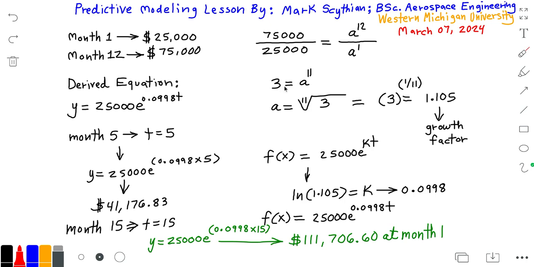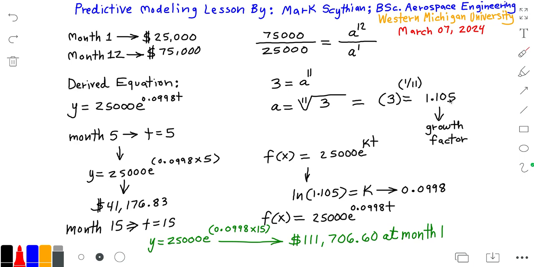So to compute the growth factor, we need to solve for a. In order to cancel out the 11th power, we need to apply the 11th root. So upon doing so, we have a is equal to the 11th root of 3. This is entered into your calculator as the parentheses quantity of 3 taken to the 1/11th power, or the 11th root of 3. This translates to a growth factor of 1.105.